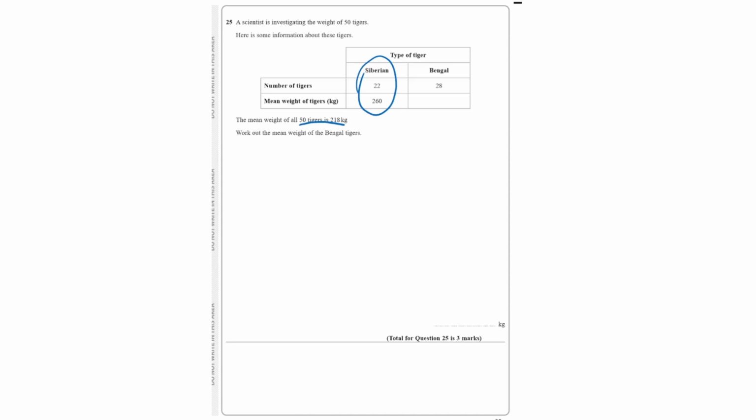So let's see here, the mean weight. Now, mean is simply equal to total divided by quantity. And if we times both sides by quantity, this cancels out, and we get total is equal to quantity times mean. So let's see here. 50 tigers times 218. So 218 times 50. Now we have to subtract the total weight of the Siberian tigers. So that's 22 times 260. This will give us the total weight of all the Bengal tigers.